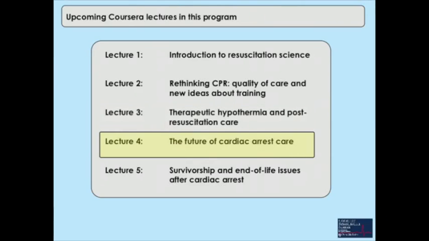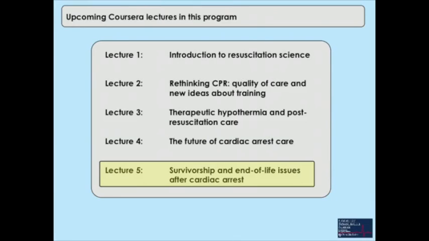Following that, in lecture 4, we will have a guest lecturer, Dr. David Gajewski, one of my colleagues at the University of Pennsylvania, who will be sharing with us some exciting thoughts about the future of cardiac arrest care and resuscitation science. Finally, in our last lecture in this series, we'll be talking about survivorship and some of the end-of-life issues that come up after survival from cardiac arrest for both victims and loved ones.